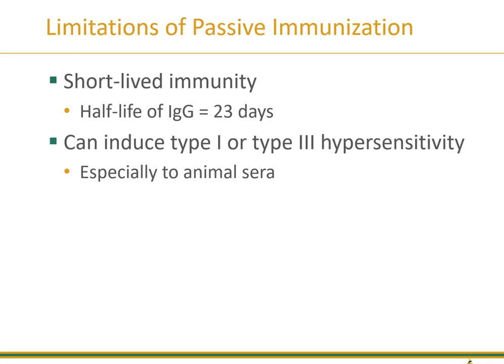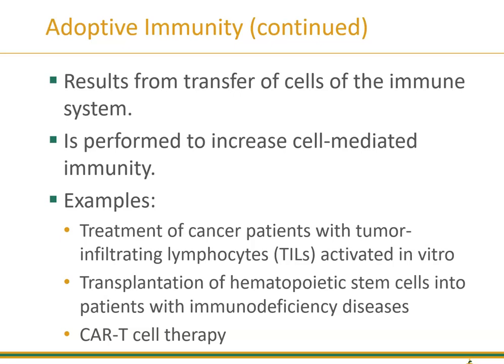So passive immunity, like we said, is very short-lived. We can't develop memory, and you can see 23 days is the actual half-life of IgG. But passive immunity can also induce hypersensitivities, especially to animal sera. And we talked about using equine sera here. So that would be a type 1 or possibly type 3 hypersensitivity that can happen.